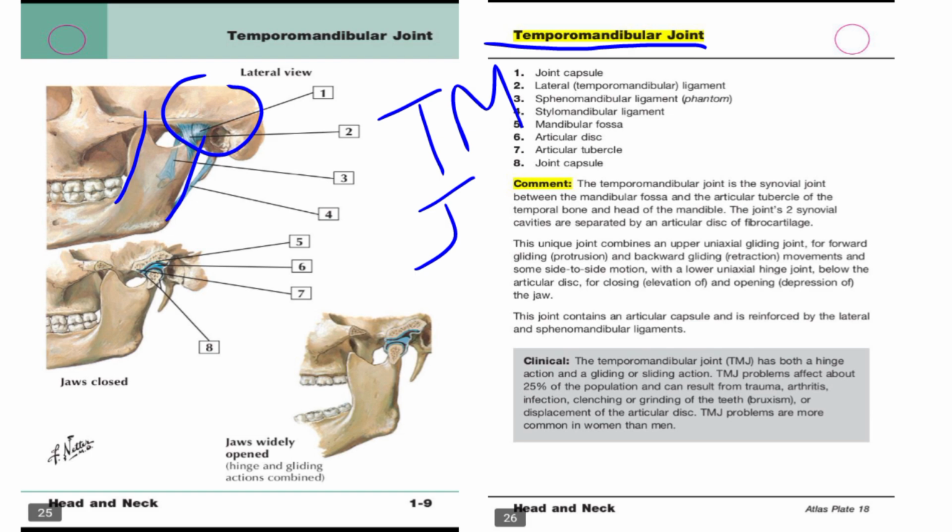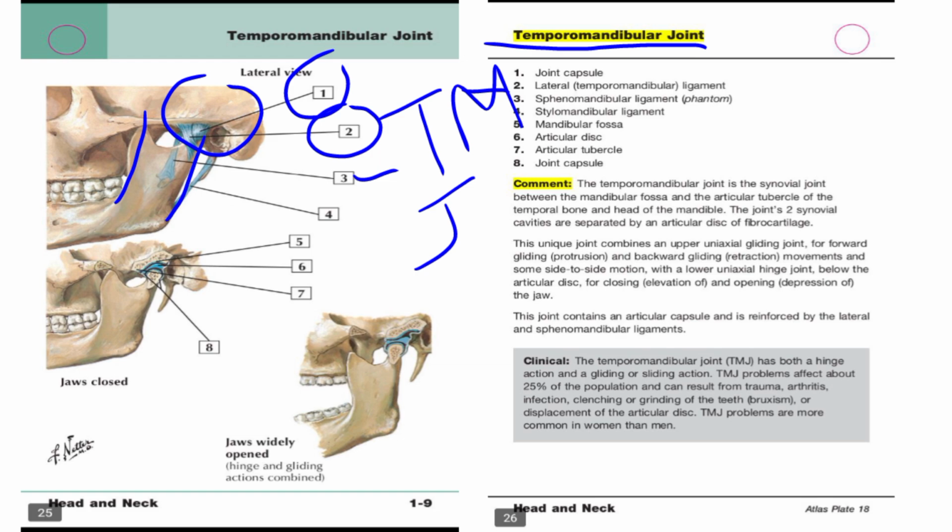There are 8 labels. First, you can see this is the joint capsule. Second is the ligament, that is the lateral temporomandibular ligament. This is the ligament present on the lateral side.